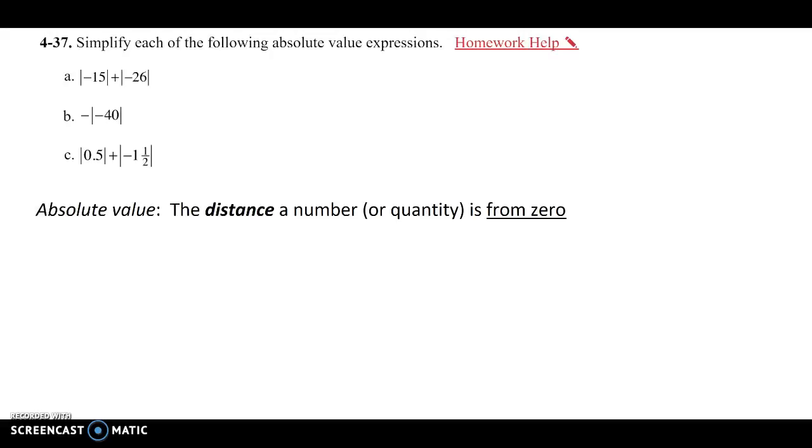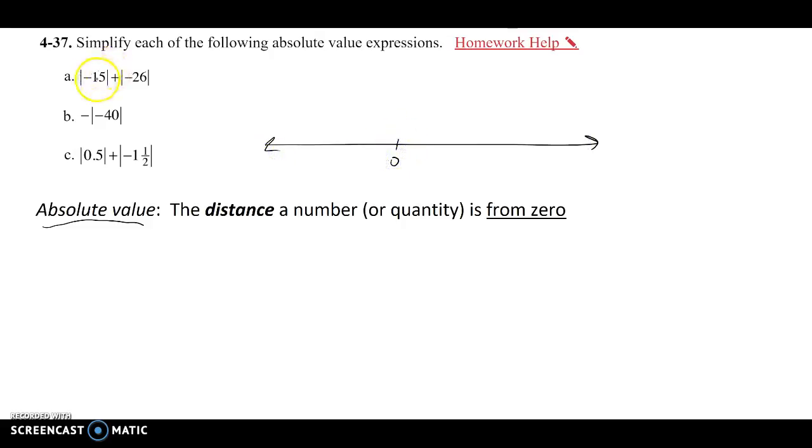Okay, here we go. We are back at it for another wonderful trip through the world of math. We're going to talk about absolute value. The absolute value here is the distance that a number or quantity, it can be more than one number inside the absolute value, but it's the distance that a number is from zero. So we're going to use the number lines here because we're talking about distances from zero.